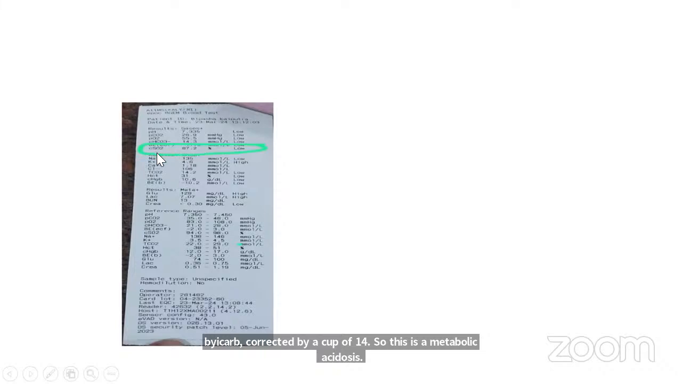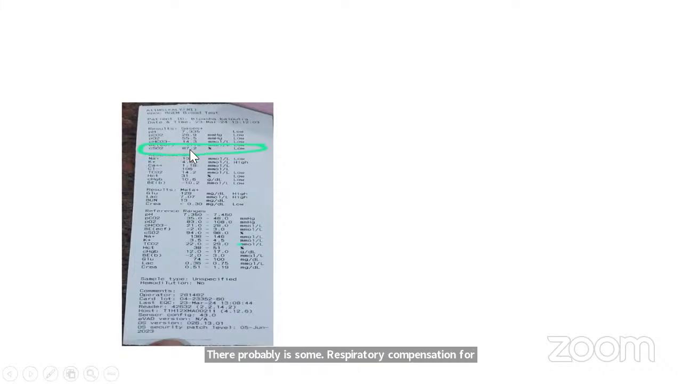I discussed seven case scenarios, and this is something which Rohit asked me to. So this is a blood gas which Rohit has shared with me and just wanted me to explain on this SO2 part, which is the saturation of hemoglobin. So here what we see is a pH of 7.3, PCO2 of 26, corrected bicarb of 14. So this is a metabolic acidosis. There probably is some respiratory compensation for that. And the saturation is 87%.